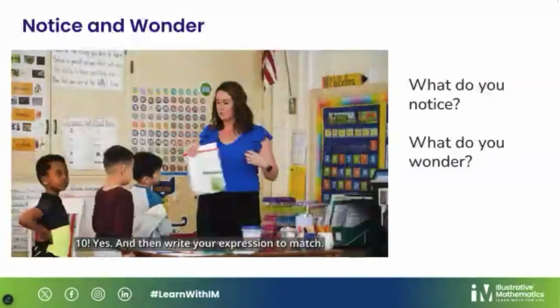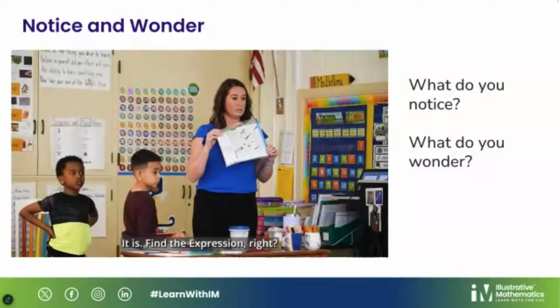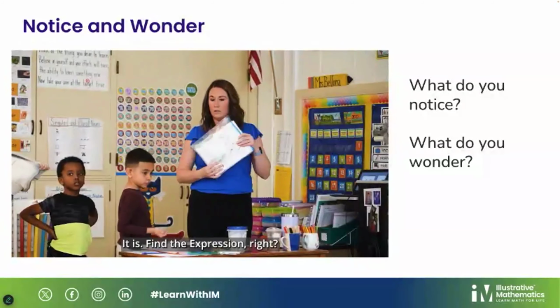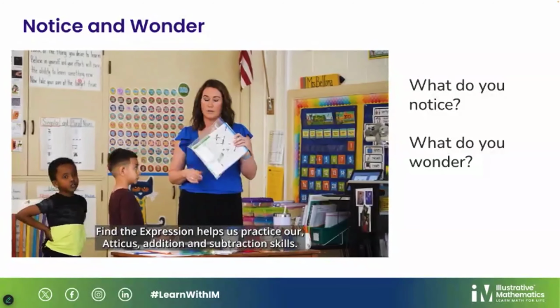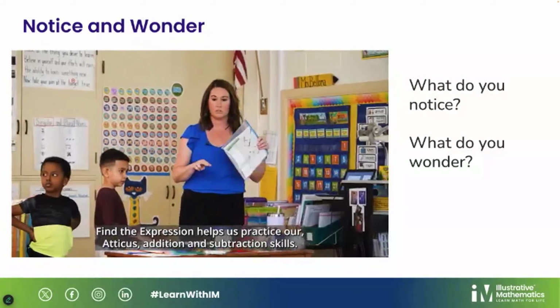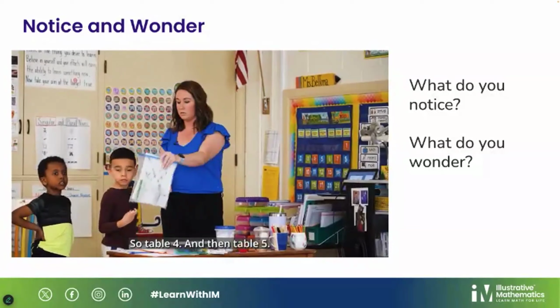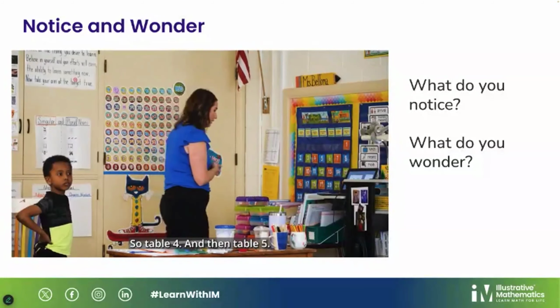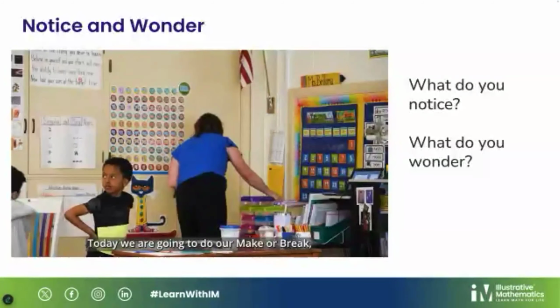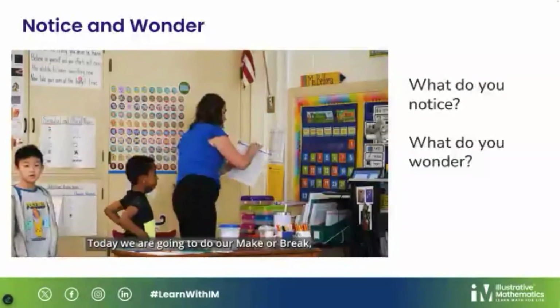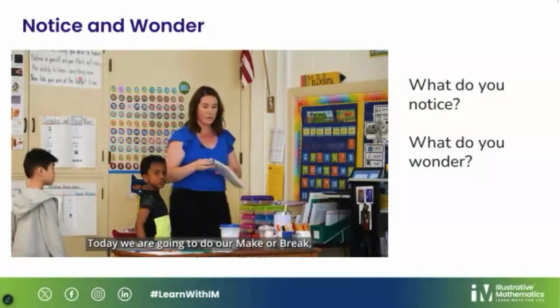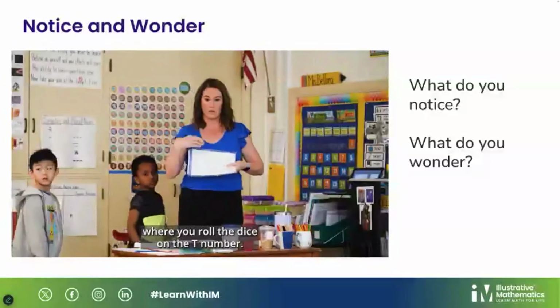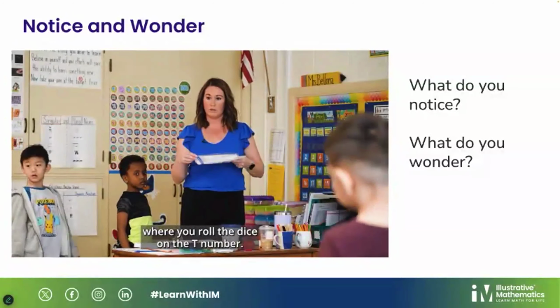Now, Rowan, I'm pulling the center out just for you because I know it's your favorite. Oh, that's my favorite too. What's this center? Find the expression, I know that. Find the expression helps us practice our abacus addition and subtraction skills. So table 4. And then table 5 today, we are going to do our make or break, where you roll the dice on the teen number and then you have to build it.